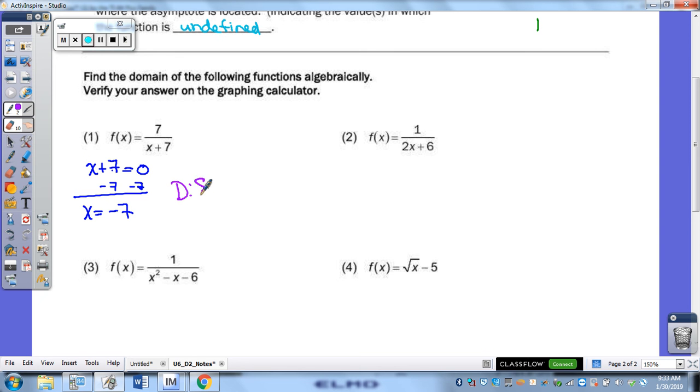So when I write my domain, I'm going to use my set builder. We start off by saying that x is an element of the reals, so x is everything. And then we put comma, x cannot equal negative 7. So that tells us it's everything except that one value of negative 7.